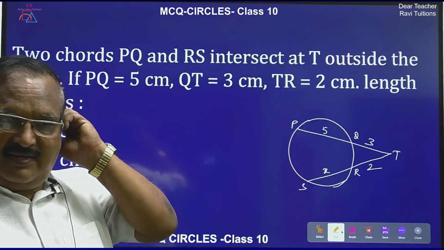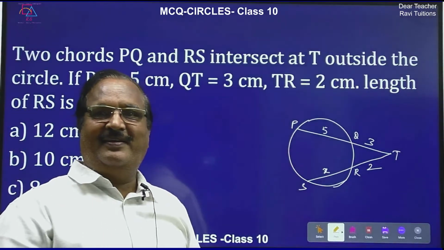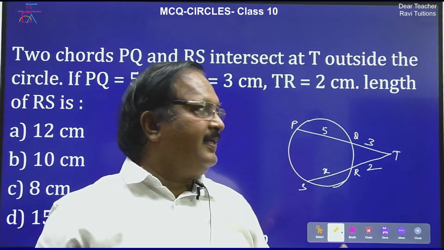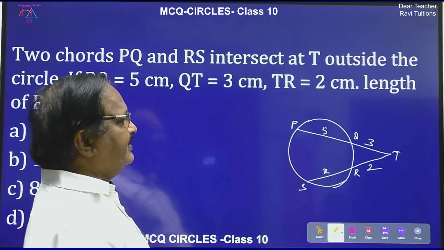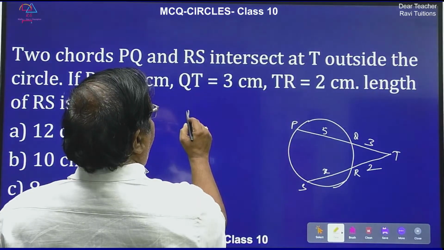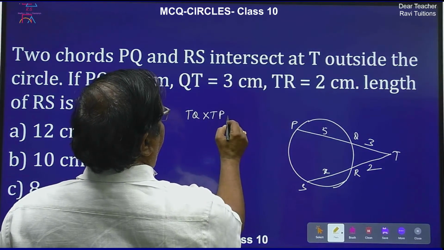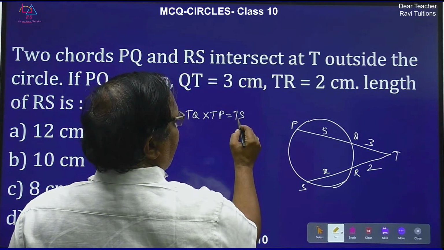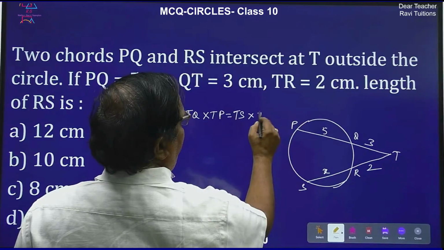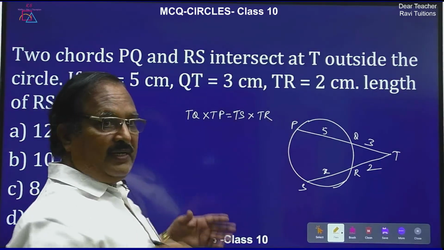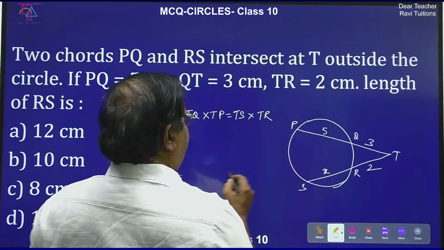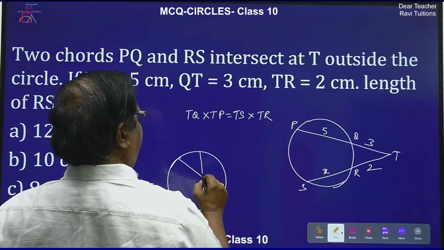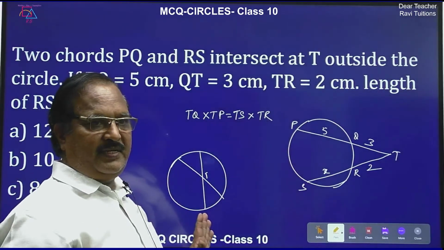This is x. Now I will give you the direct formula. When two chords are intersecting outside the circle, the product of the parts is the same. So that means TQ into TP is equal to TS into TR. You can take it directly. This T may be inside also. Sometimes these two are meeting inside. At that time also the answer is the same.